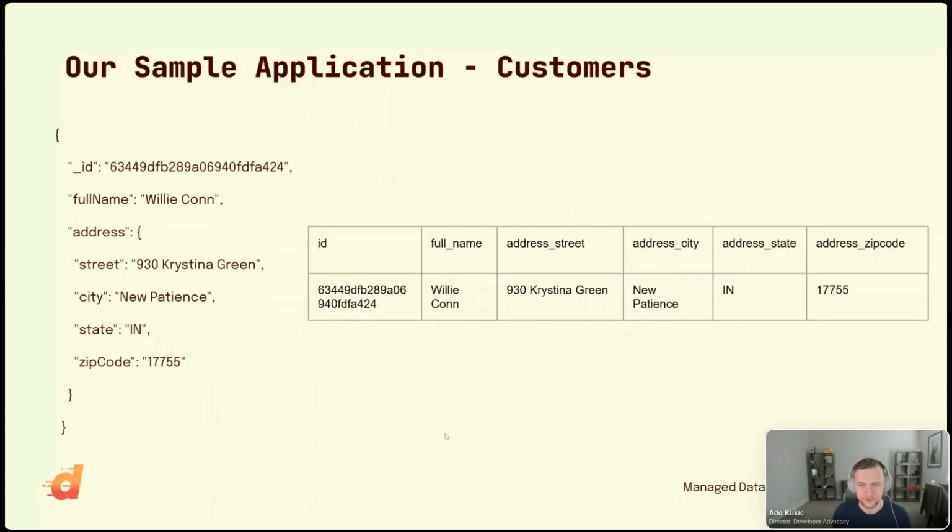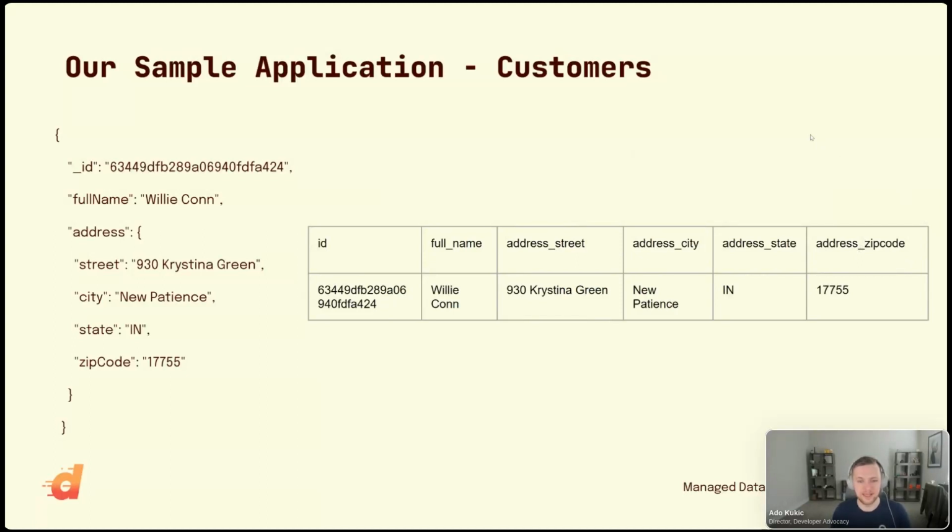When it comes to our Postgres, our traditional SQL layout, we have rows and tables, right? We have a table that has rows, and the columns dictate the different data types. So we have an ID data type, a full name, and then our address is represented as address_street, city, state, and zip code.